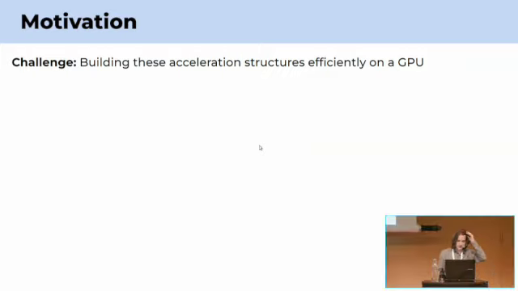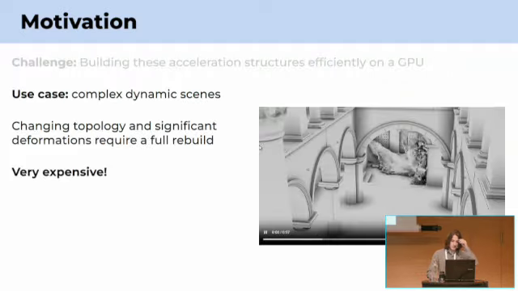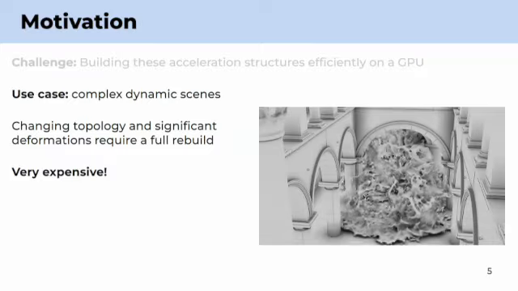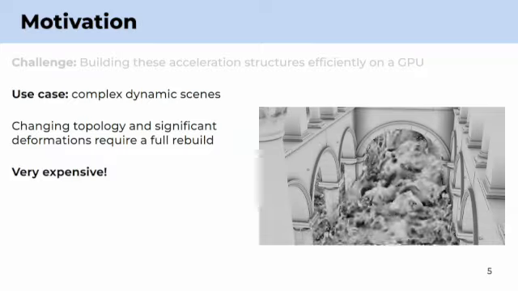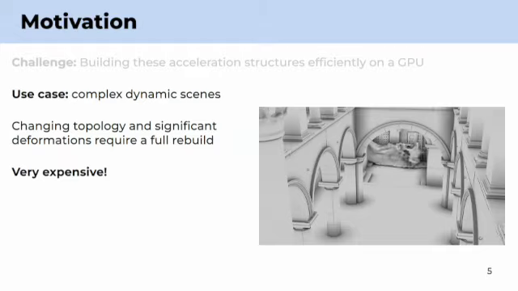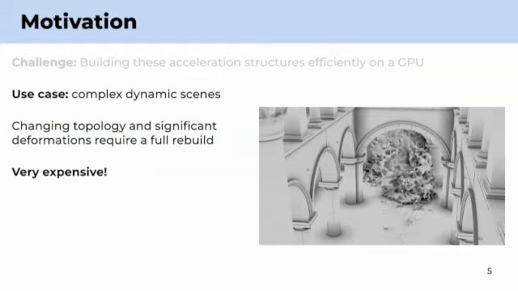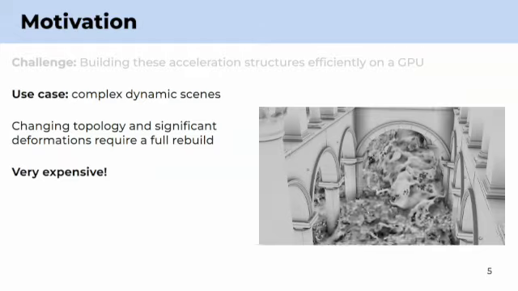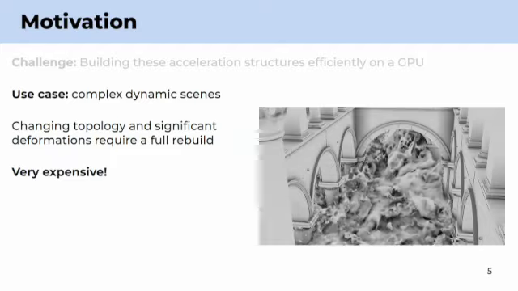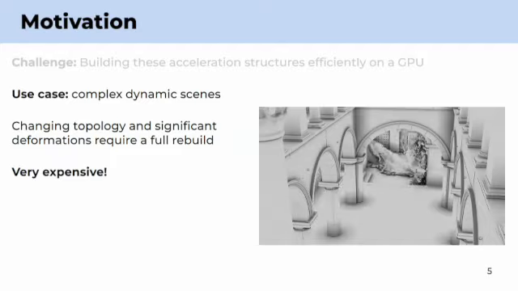Of course, a key challenge for real-time ray tracing is to build these acceleration structures efficiently on a GPU, to be able to leverage the massive parallelism and memory bandwidth of our machines. A pretty important use case in this context is complex dynamic scenes such as this one, where we have changing topology and significant deformations, which makes it impractical to reuse acceleration structures from one frame to the next, which means that we have to rebuild, and this is extremely expensive.